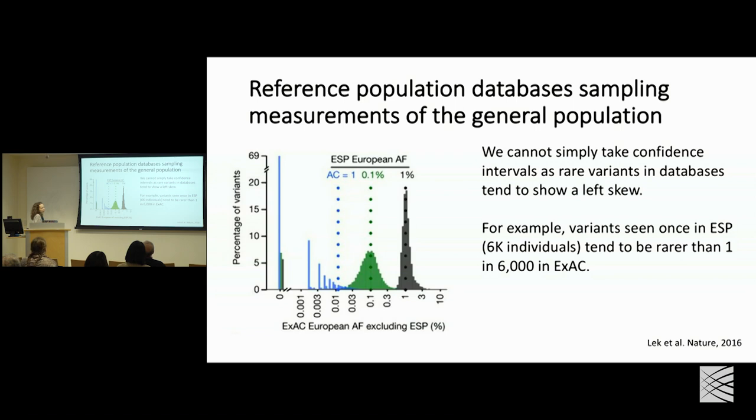The reason we know we need this is, taking variants in the Exome Sequencing Project, if we take variants at 1% allele frequency and look at their actual frequency in ExAC, you can see it's a Poisson distribution around 1%, even the same for 0.1%. But when we take variants that are only seen once in that population, so 1 out of 6,000, they're not seen in 1 out of 6,000 people in ExAC. They're actually often seen much less frequently. The majority of things that are seen once in ESP are not seen again in ExAC. That's because there are a lot of very rare variants out there, and you're always going to be sampling some very rare variants. So we know that there's a left skew for rare variants, and we want to take that into account.